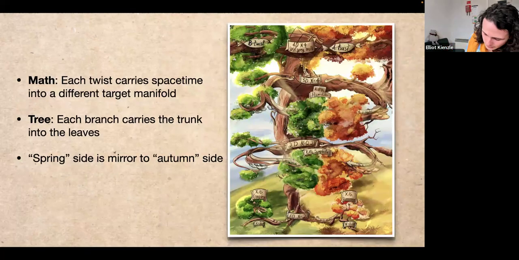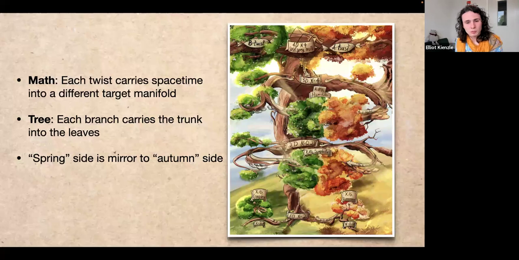Okay. Now we add the foliage. What lives on this branch? Well, mathematically, what I want to represent is that each of these two twists gives me maps from my trunk space, this three-dimensional thing in this layer, into some other manifold. I don't know what that is, but the way I'm going to represent that is I'm going to turn that other manifold into a bunch of leaves. This collection of leaves is the target.